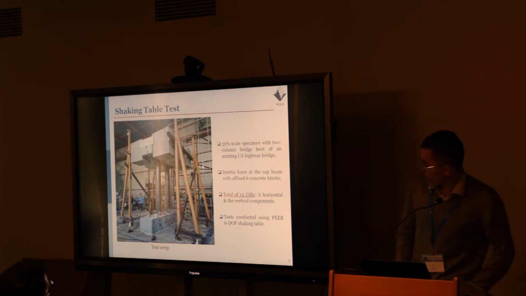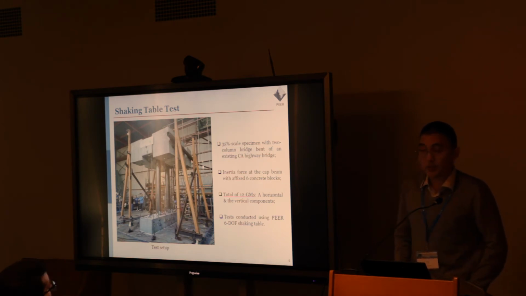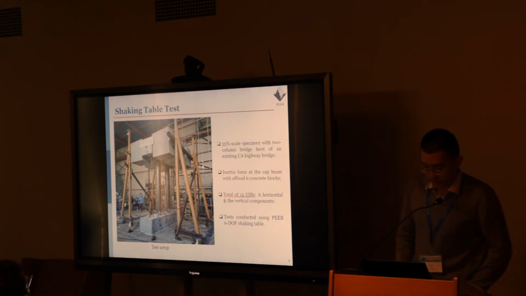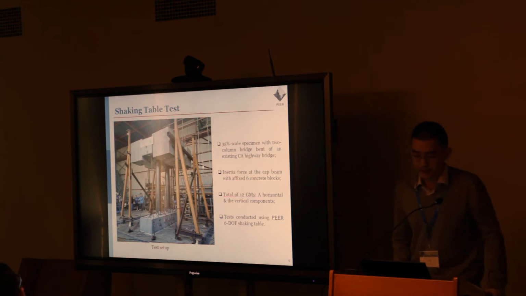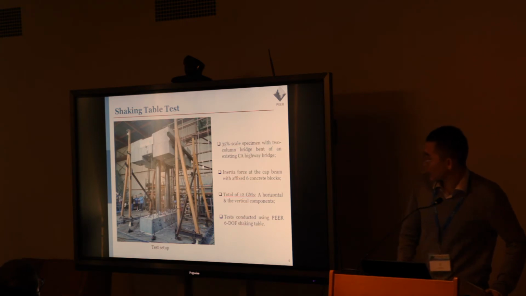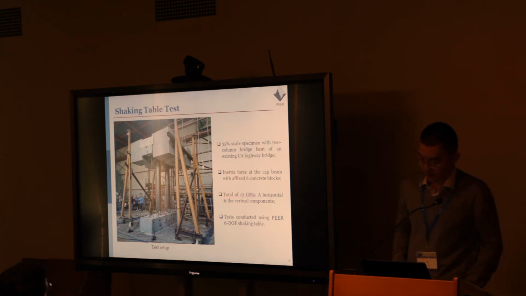Before doing the hybrid simulation, a shaking table test was conducted by UC San Diego in the PEER lab in 2017. The test specimen represents a 35% scale specimen with a two-column bridge bend representing an existing California hybrid bridge. The inertia force was simulated by 6 mass blocks attached to the top of the specimen, and they did a total number of 12 ground motions, and each ground motion has one horizontal component and one vertical component. And the test was conducted in the 6 degree of freedom shaking table at the Englekirk field station.